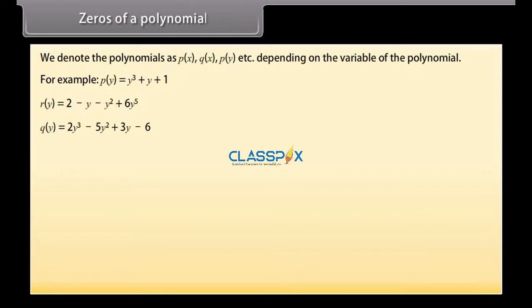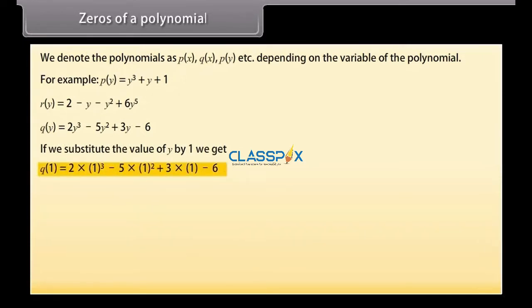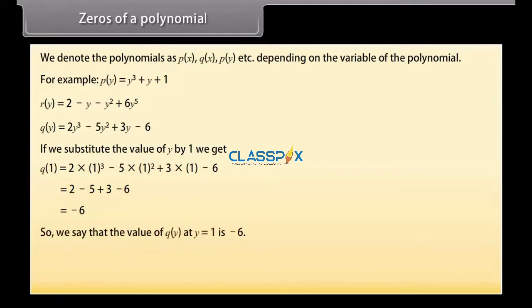Look at this polynomial now. q(y) is equal to 2y cube minus 5y square plus 3y minus 6. If we substitute the value of y by 1, we get q(1) is equal to 2 into 1 cube minus 5 into 1 square plus 3 into 1 minus 6, which is equal to 2 minus 5 plus 3 minus 6, which is minus 6. So we say that the value of q(y) at y is equal to 1 is minus 6.